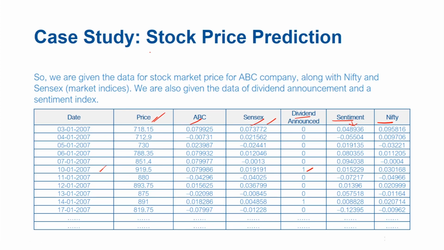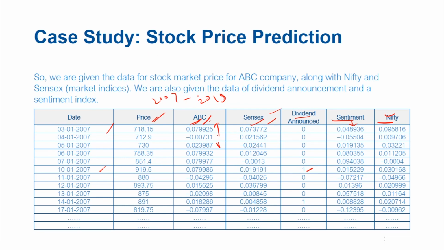Now consider a portfolio manager who has built a model for a particular stock. The manager wants to predict whether in the next period the stock price returns will go up or down. That means whether the return will be positive or negative. Data starts from 2007 and goes on till 2019. So we have approximately 13 years of data, and we have daily returns for ABC, which is basically the change in price here in this column. Along with that, we have market index variables like Nifty, Sensex, sentiment, and dividend announced as we discussed.